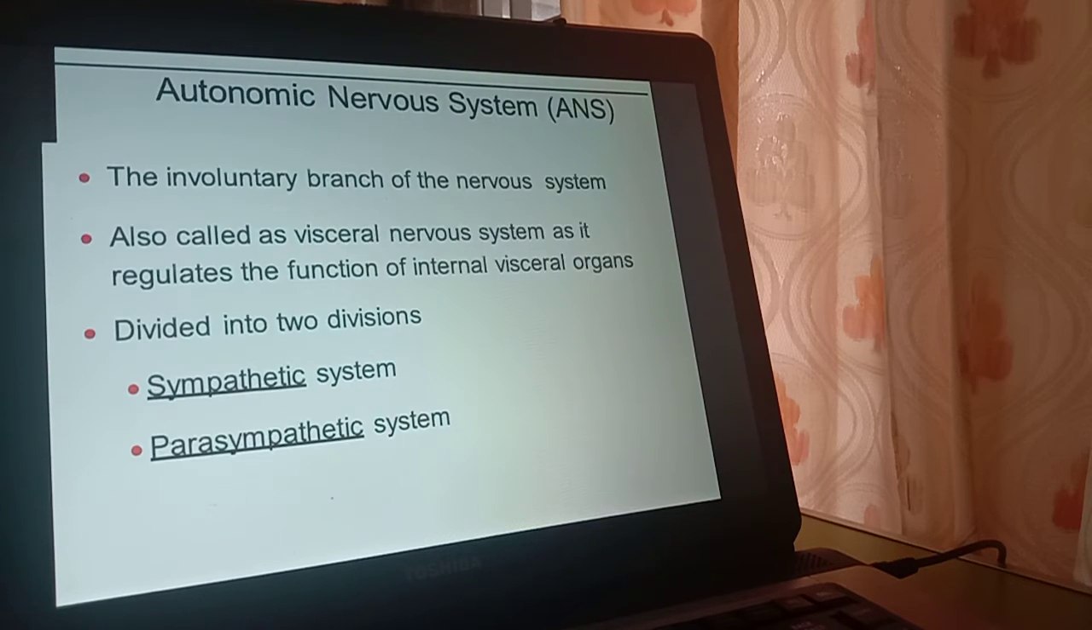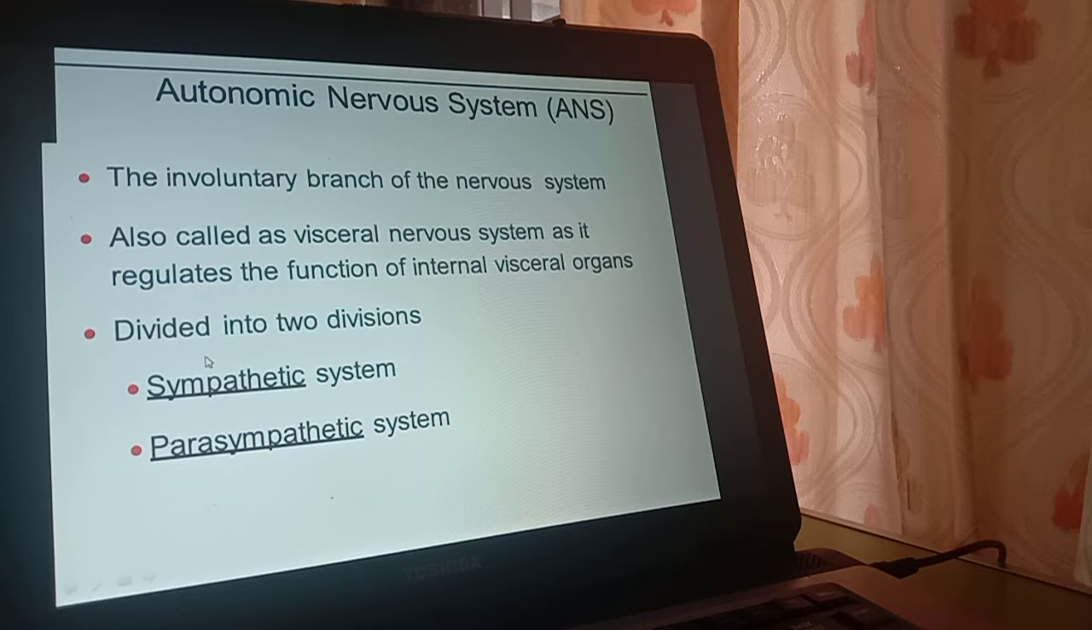Next is the autonomic nervous system. This is actually the involuntary branch of the nervous system, also known as the visceral nervous system, as it regulates the function of the internal visceral organs. All the visceral organs, all the internal organs, are regulated by this nervous system. So it is also known as the visceral nervous system.